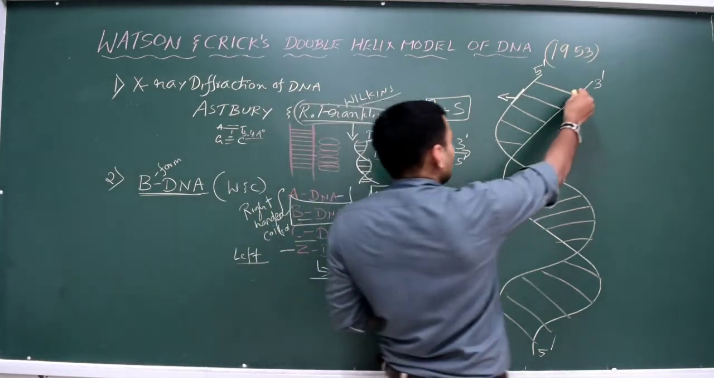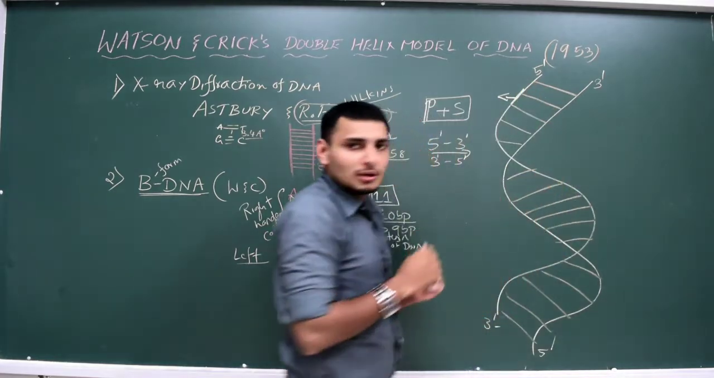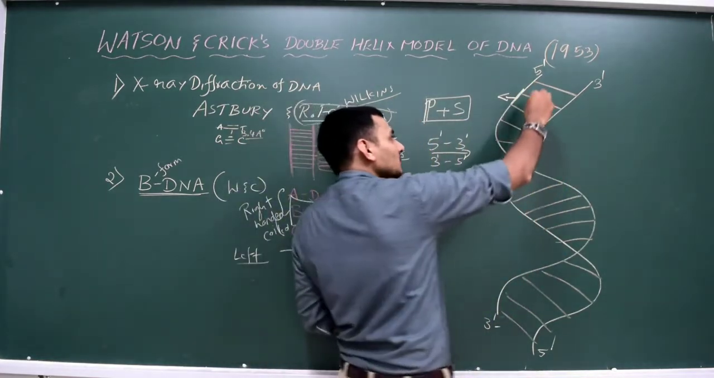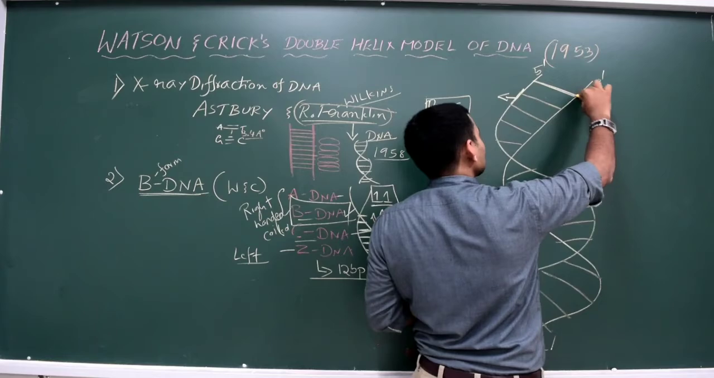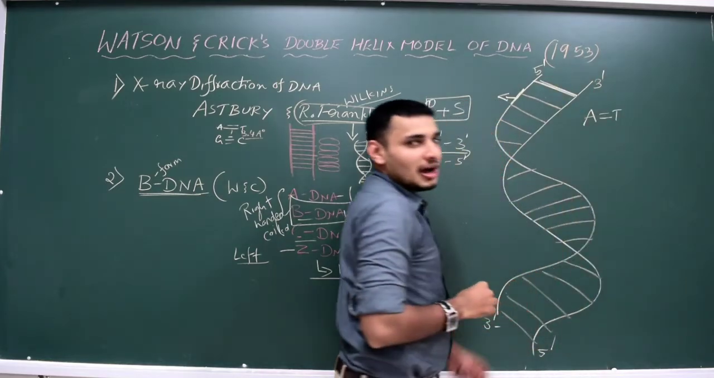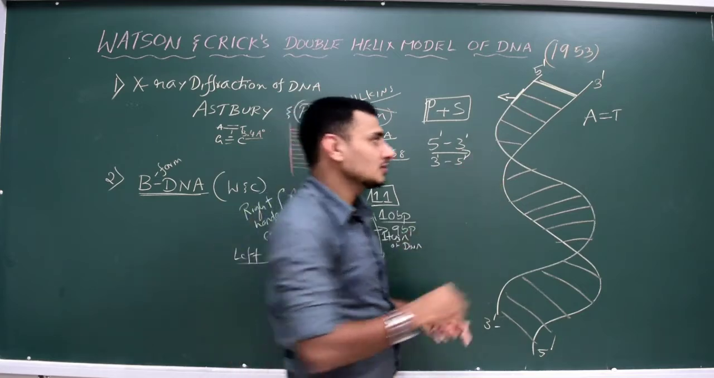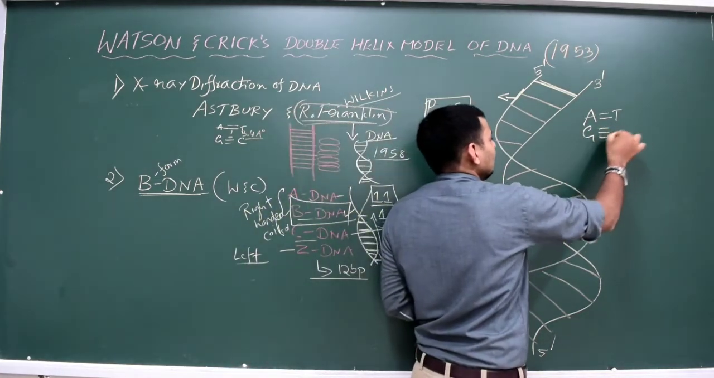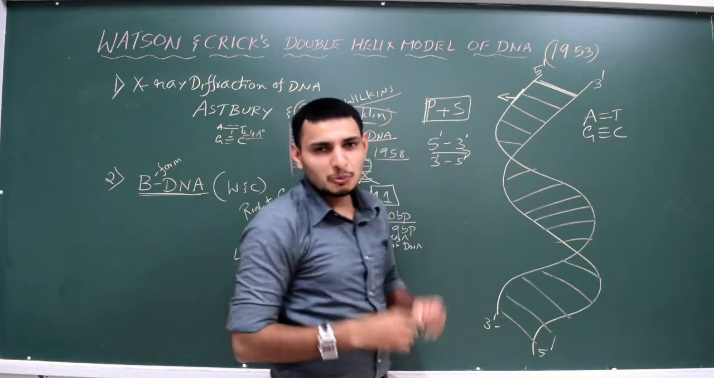Now these two strands are held together tightly by the nitrogenous base pairs. We know that adenine pairs with thymine with two hydrogen bonds, make sure that you write this, whereas guanine pairs with cytosine with three hydrogen bonds. So this is the basic.